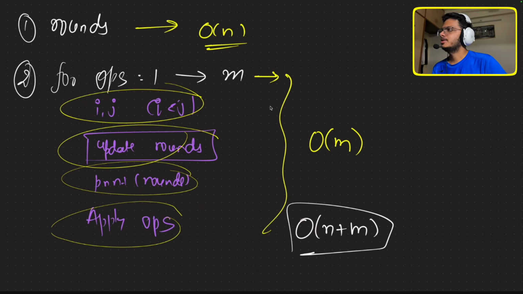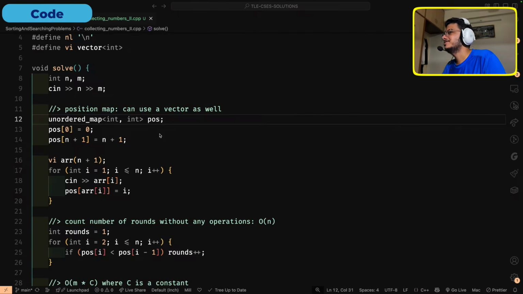What is the overall space complexity here, guys? We just store the positions, nothing else. So the overall space complexity is simply order of n for all the positions. So that's about the pseudocode. I hope you have understood the question. Now let's move on to the coding part and wrap up this video. Alright, so here's the code. First we take n and m as input.